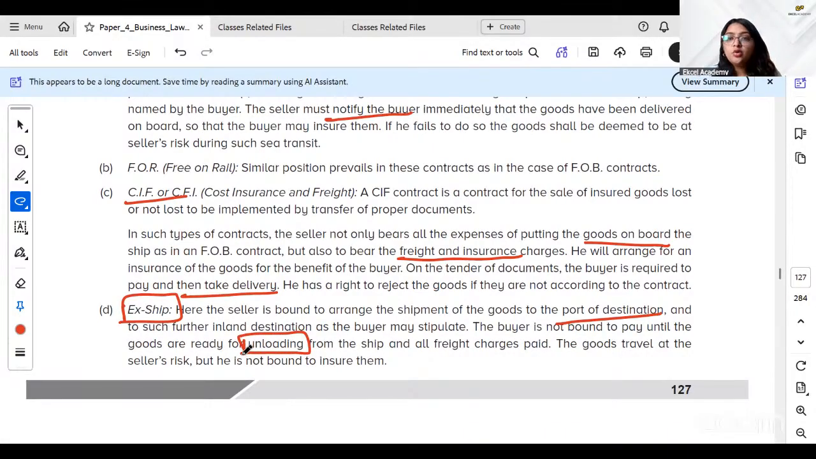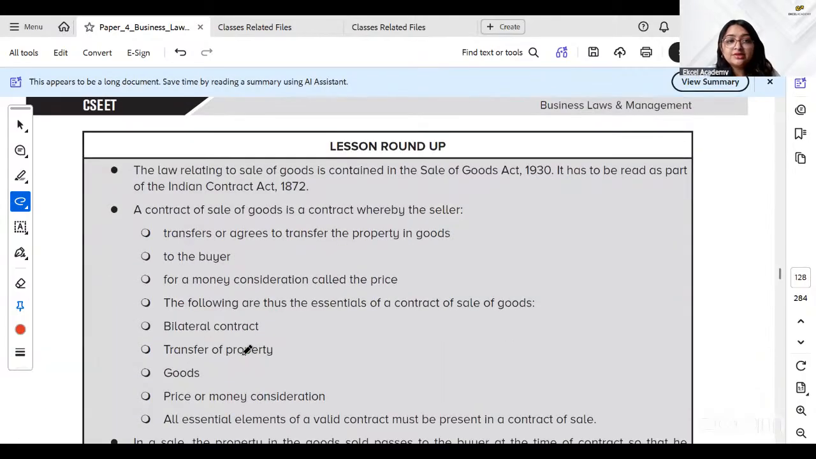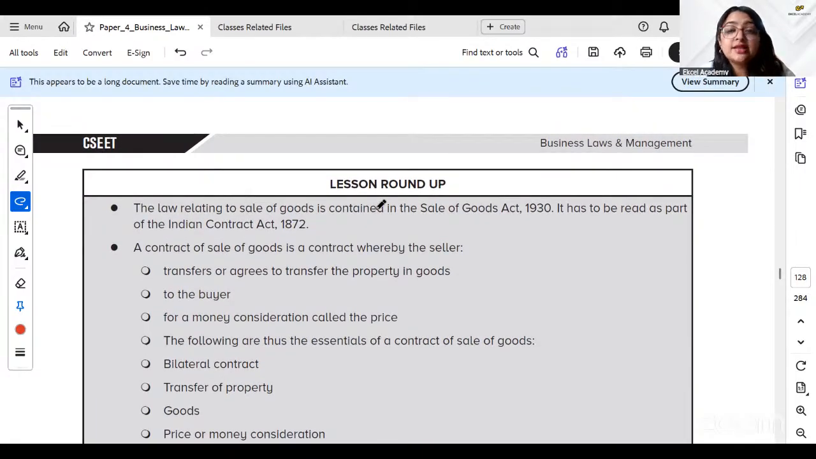All right, so I hope you are clear with all of the concepts that we have discussed in our Sale of Goods Act, both yesterday as well as today. So with this, we come to an end of the chapter on sale of goods. Before we proceed and begin with the next chapter, let's quickly do a lesson roundup and then take a break.